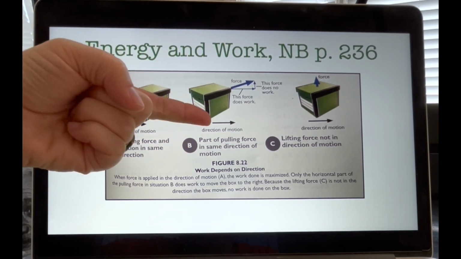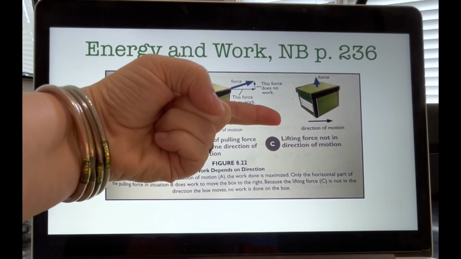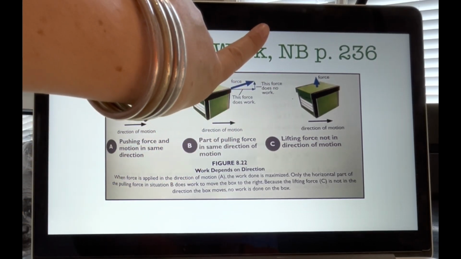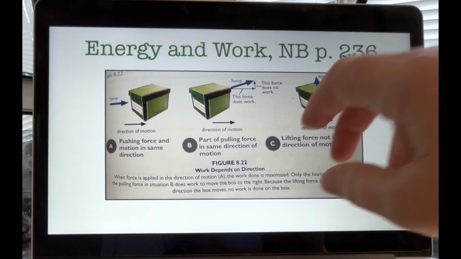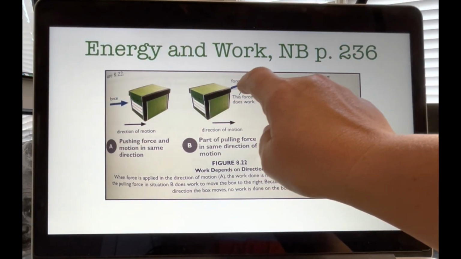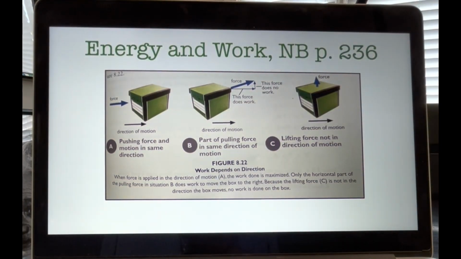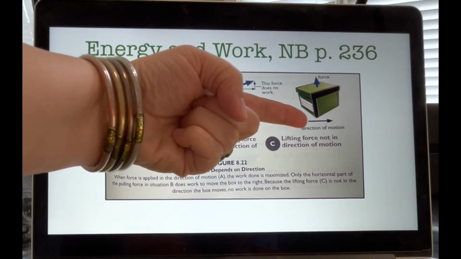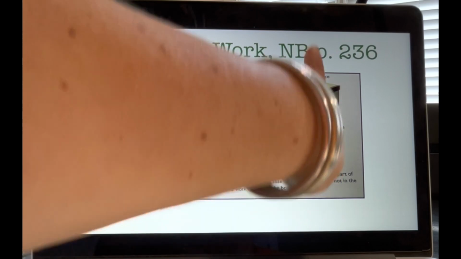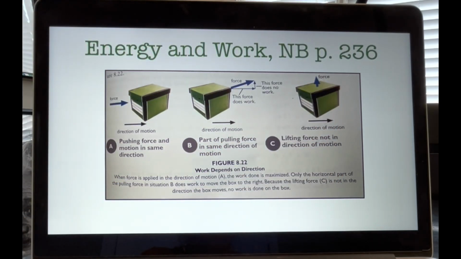So the motion is still going this way, but the force applied is going this way. So only part of the pulling force here, just this force, not this force. So only the horizontal part of the pulling force in situation B does work to move the box to the right. All right, now in C, the direction of motion is still this way, even though the force is going up. So because the lifting force C is not in the direction the box moves, no work is done on the box.